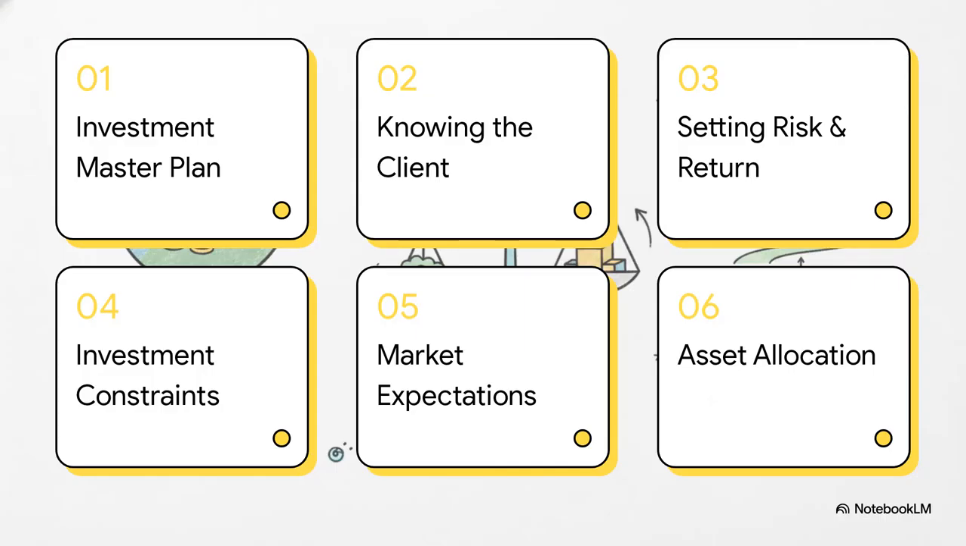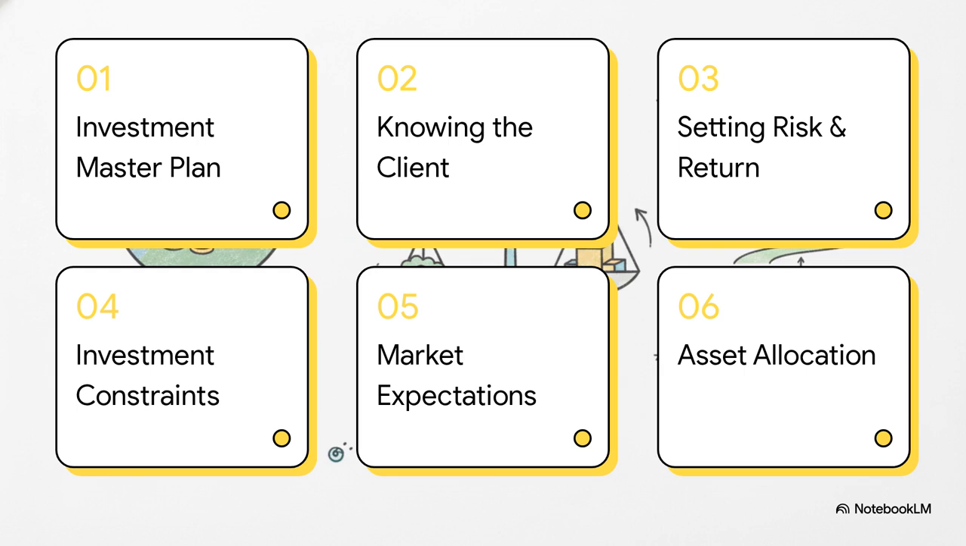All right, let's take a quick look at our game plan for today. We're going to cover 1. The investment master plan. 2. Knowing the client. 3. Setting risk and return. 4. The 5 investment constraints. 5. Capital market expectations. And finally, 6.